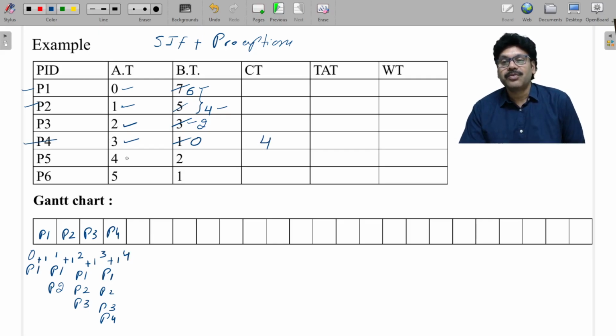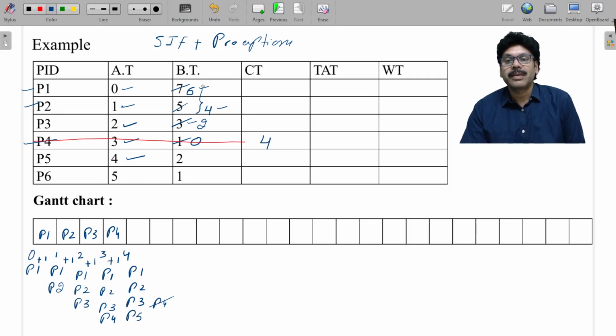Now at arrival time 4, one more process has also come. So P1, P2, P3 are there in the queue. P4 is completed. One more process has been brought, that is P5. Among these, which has a shorter burst time? This needs 6, this needs 4, this needs 2, this needs 2.